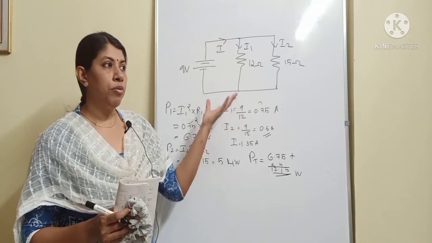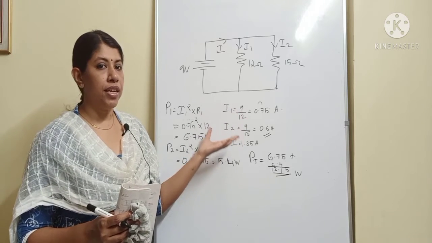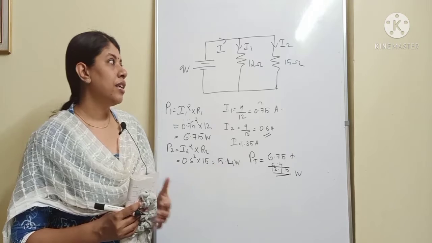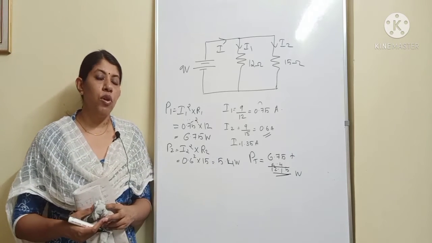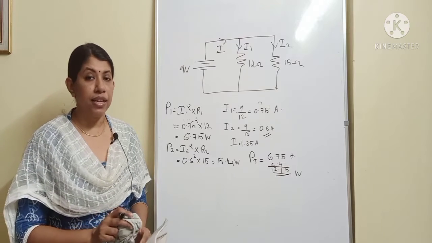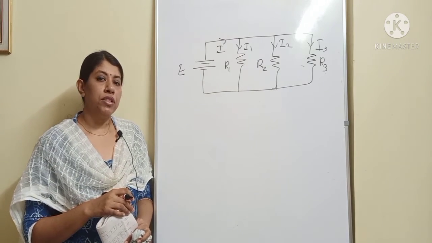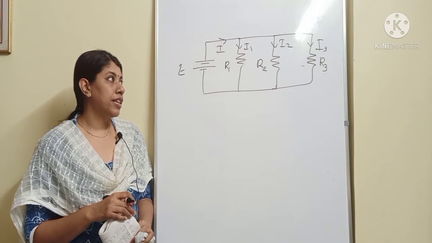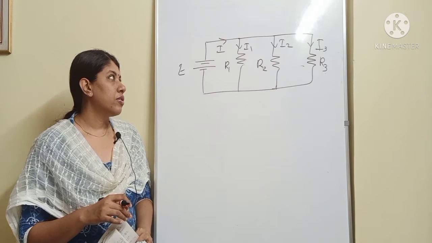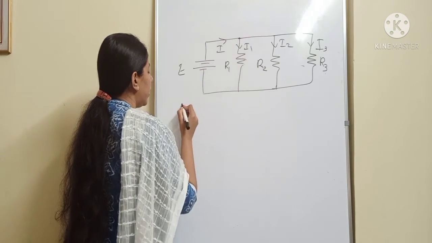Depending on the problem and what is asked in the question, you have to choose the correct method and solve the problem accordingly. Now we will see how an open circuit and short circuit will affect the parallel connection. Now consider this circuit. We will see how open circuit and short circuit will affect the current in this particular circuit.